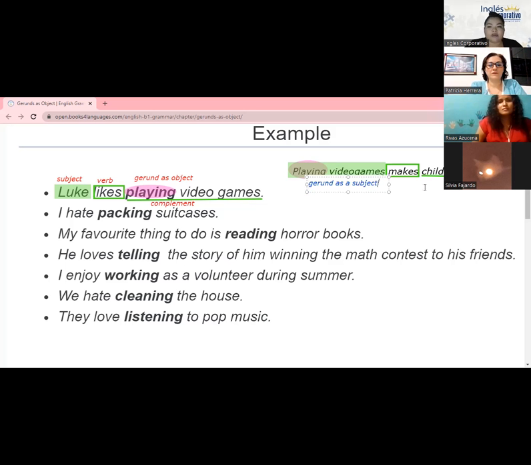Very good. We have here the verb, and here the complement. But the gerund is only playing. That's the word. So here is a gerund phrase. But the gerund is only playing. That's correct. Okay, thank you. Very good. Thank you, Azucena. Thank you, Sylvia. Anybody else with a question?